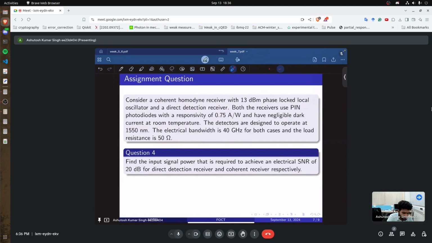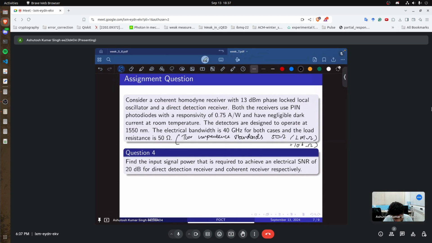Now 50 ohm is a number that keeps popping up because there are two impedance standards. One is 50 ohm and the other is 1 megaohm, which is 10 to the power 6 ohms. These two standards keep coming up because 50 ohm is where the maximum power transfer happens in an RF line.